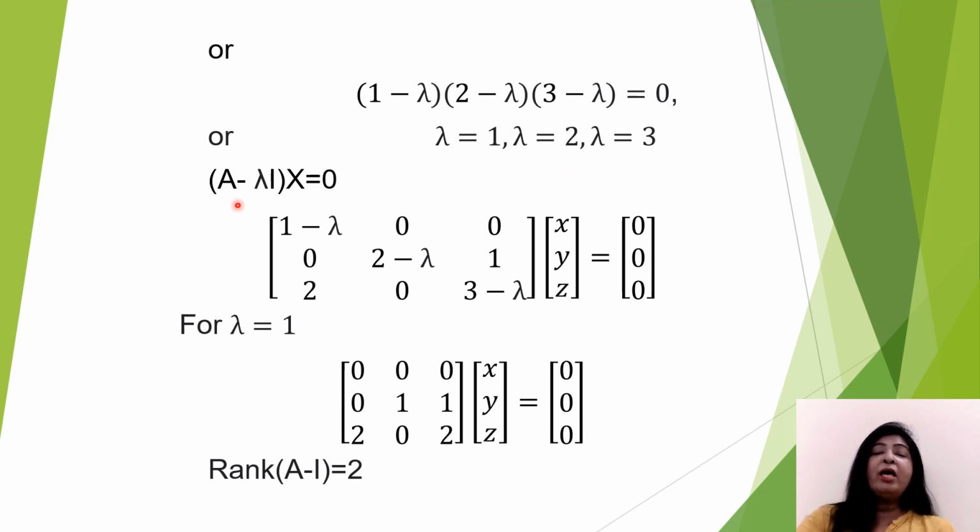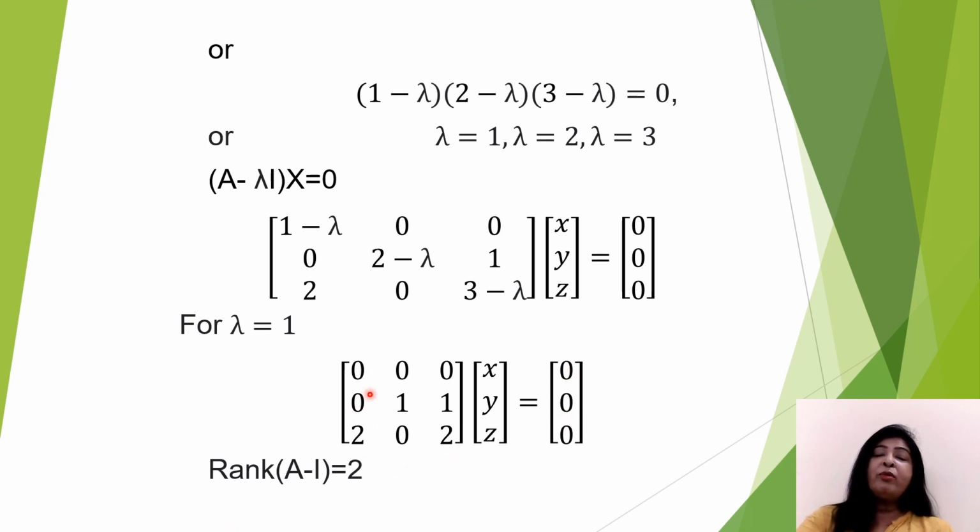Next you have (A minus lambda I) x is equal to 0. Now for each value of lambda, I have to find eigenvectors. So let us take lambda is equal to 1. I have taken lambda is equal to 1, so just substitute it over there. I am getting this matrix: first row as 0 0 0, then 0 1 1, then 2 0 2, and then x is (x, y, z), and entries on the right hand side are 0 0 0.